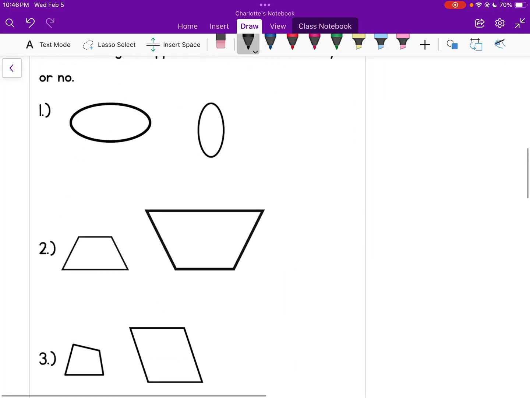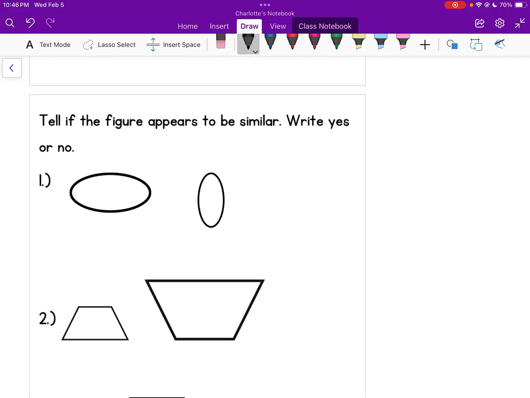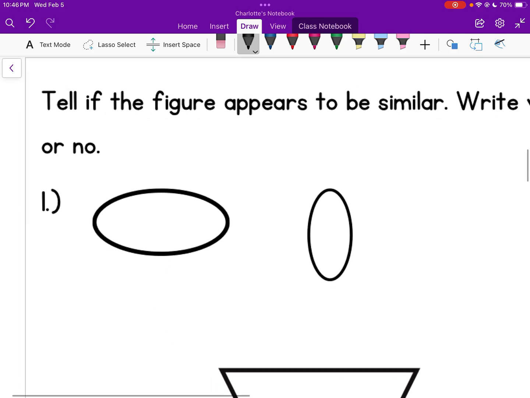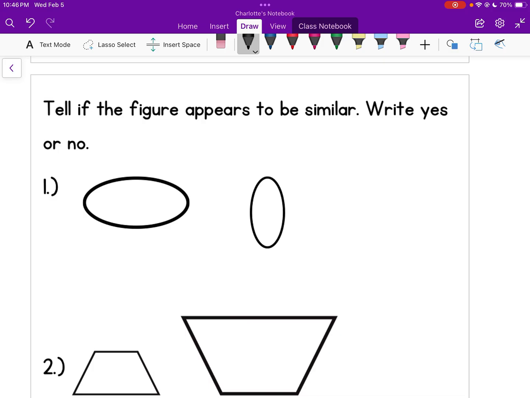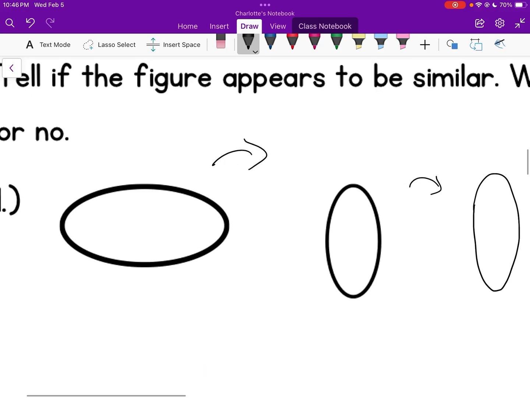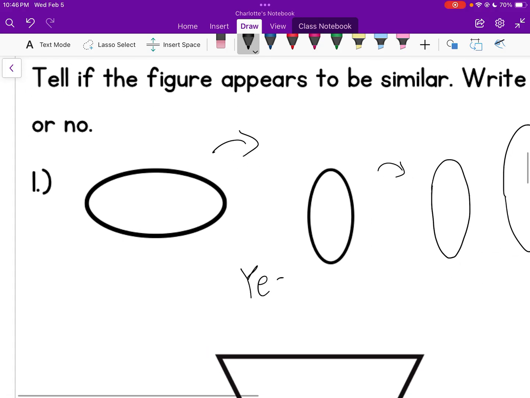And then next section, tell if the figure appears to be similar. Write yes or no. So for this one, this is the ellipse, and this one, if you flip it to the right, then it should look like this one. Similar means that it needs to appear similar to each other, but it doesn't need to be the exact size. As long as the shape is the same but the size is different, then it's similar. So yes for this one.